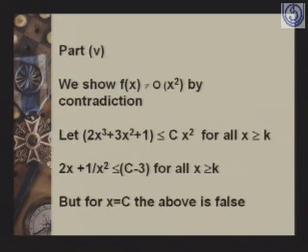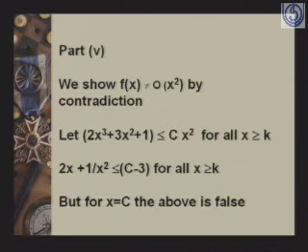Because 1 by x square is again something positive, if we drop it, the number 2x plus 1 by x square becomes still lesser, so we get 2x is less than or equal to c minus 3. Now friends, you see, x is a variable, c minus 3 is a constant. If I take the value of x as c, what will we be getting? 2c is less than or equal to c minus 3. That is, c is less than minus 3, whereas c is a positive number.